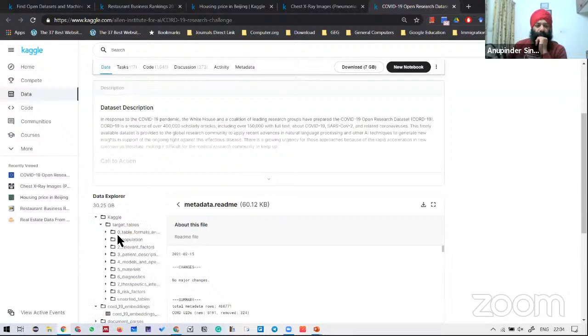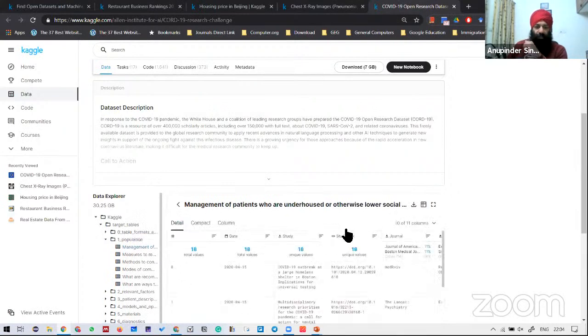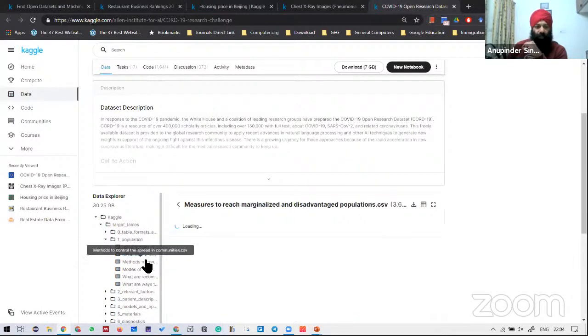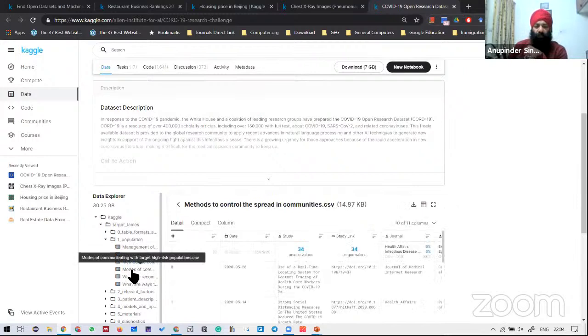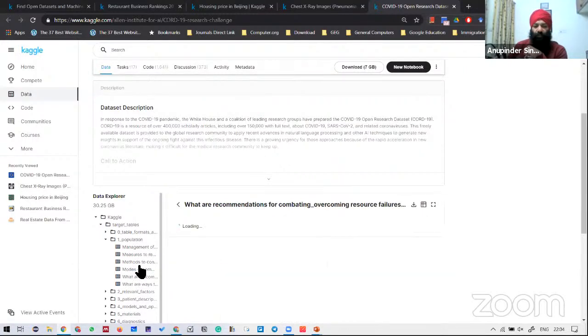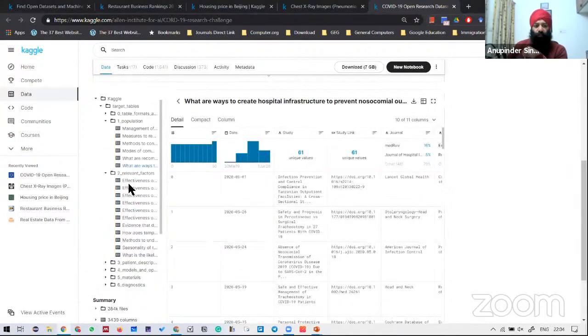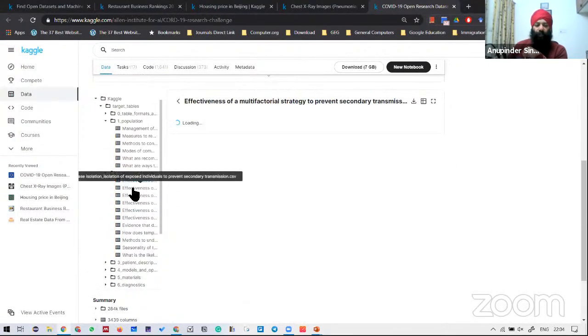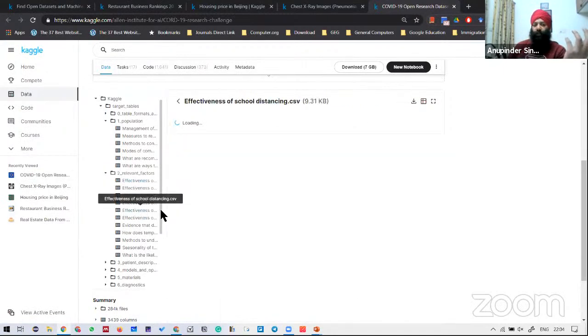So target tables. Okay, so this is a very detailed data set, right? We have patients, total values we get. We have measures of marginalized and disadvantaged. So still the data is very small, but there is a variety of parameters or attributes we are getting, right? The more attributes we have, the more relevant information can be extracted from them, and used to make a single data set, right?